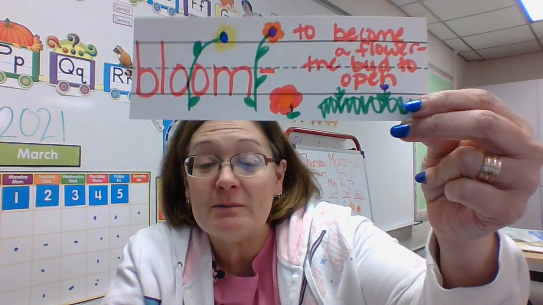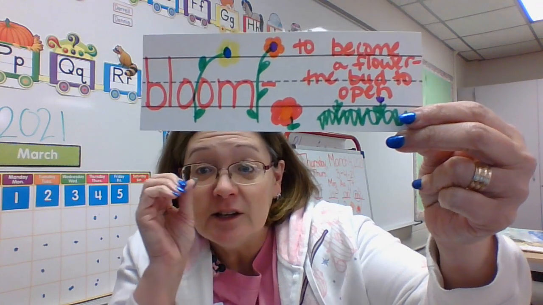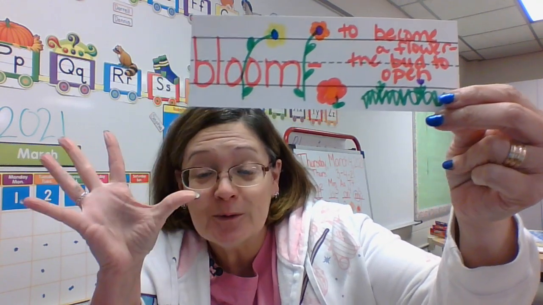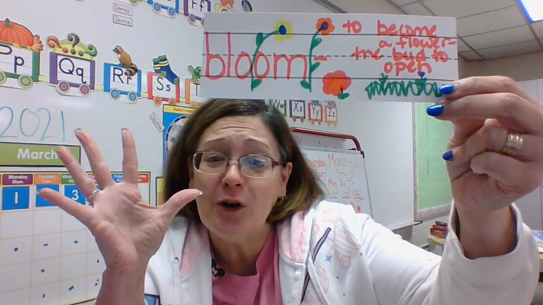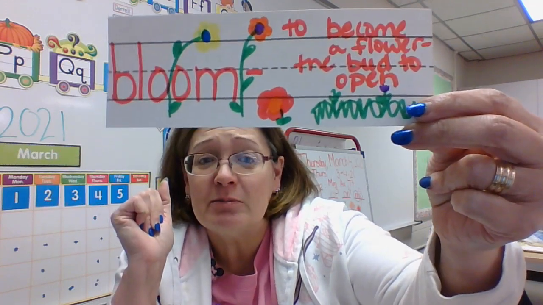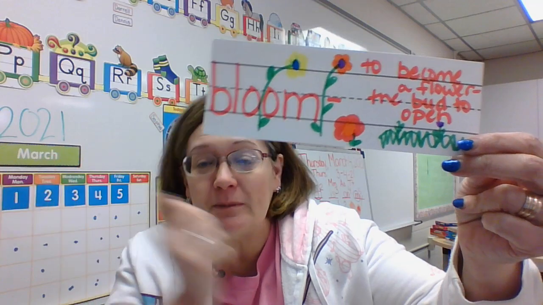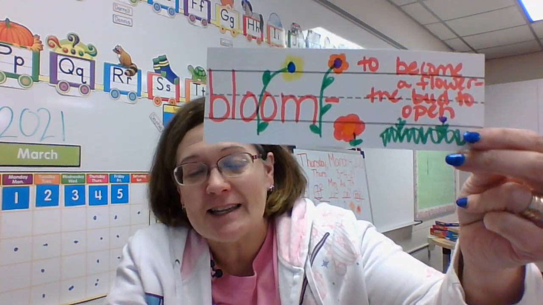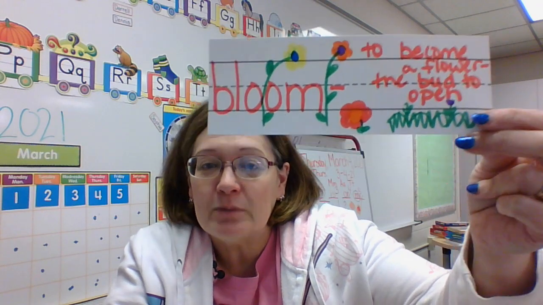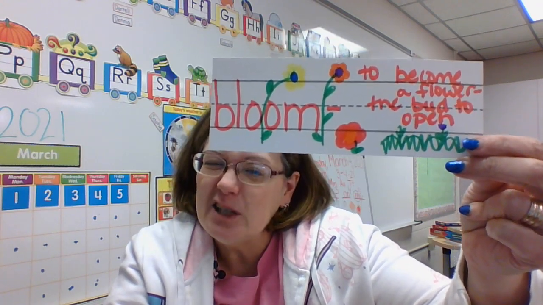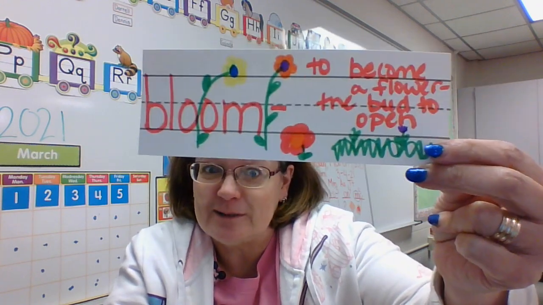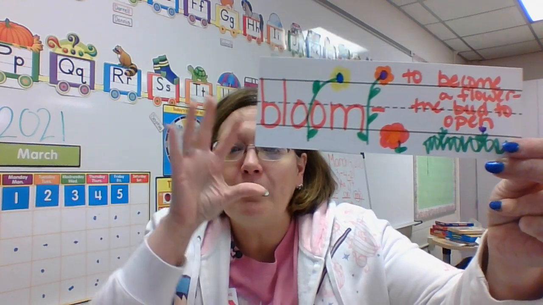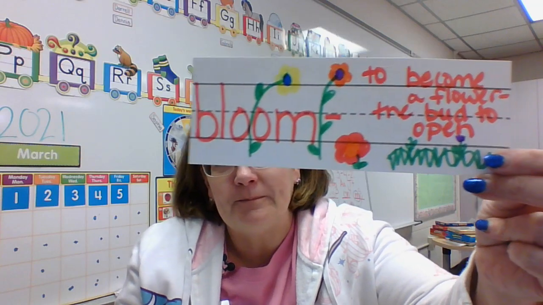Now, bloom means to become a flower. The bud is going to open like that and then become so pretty. So to bloom, and usually things bloom in the springtime. Plants and flowers can bloom anytime, but usually we see a lot of them in the springtime. So to bloom means to open and become a flower.